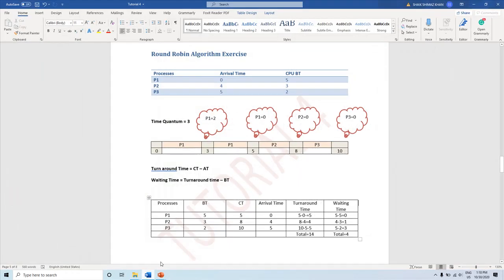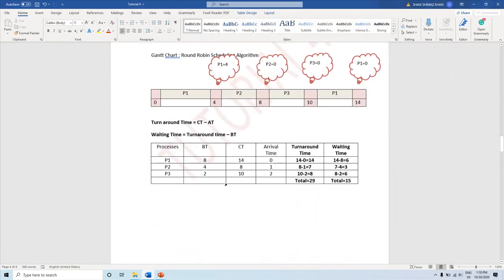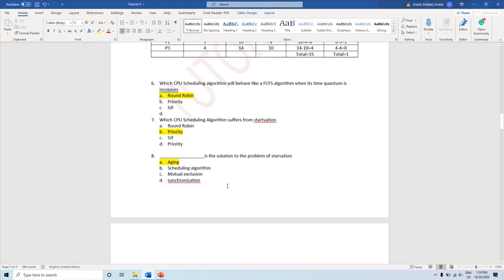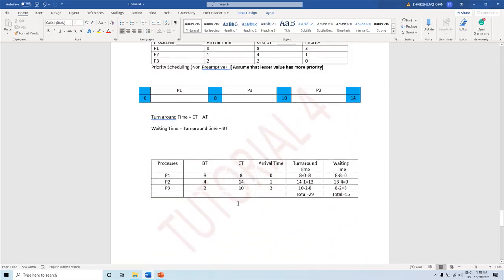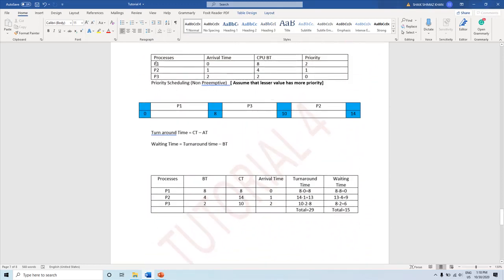So here I shall show one example. So here there are three processes and their arrival time and burst time given. Along with these details, you can see the priority number also given. So process 1 priority is 2, the process 2 priority is 1, process 3 priority is 0.